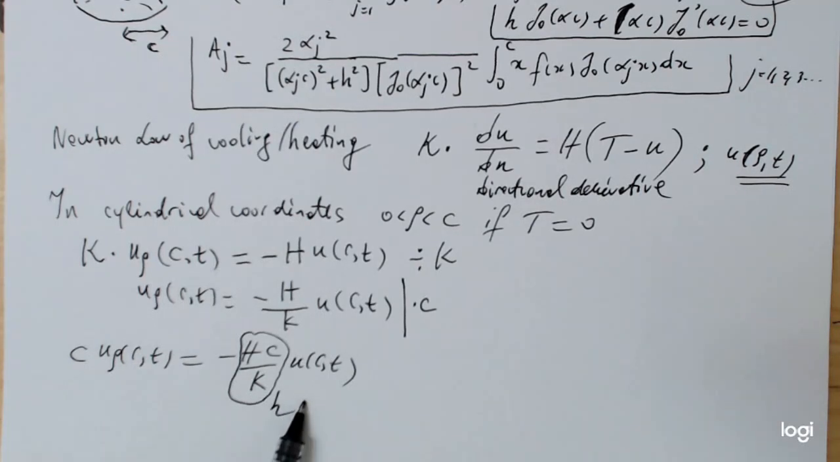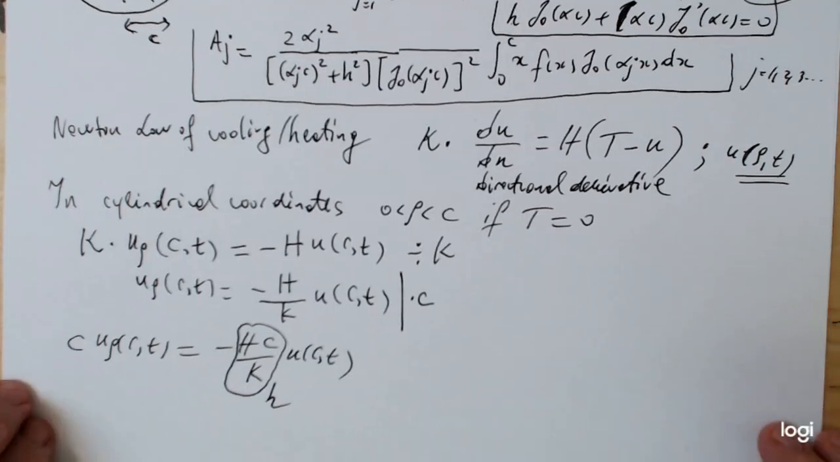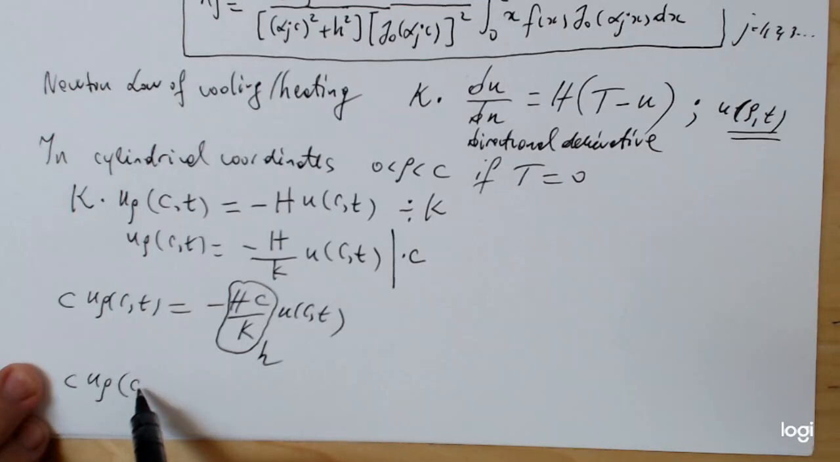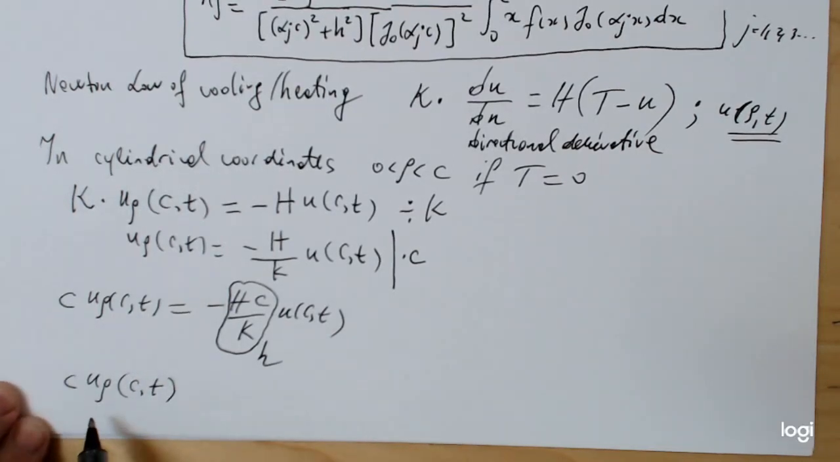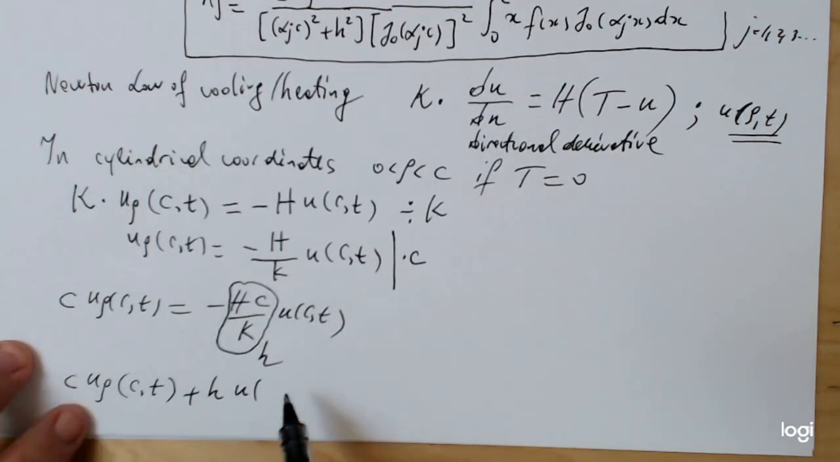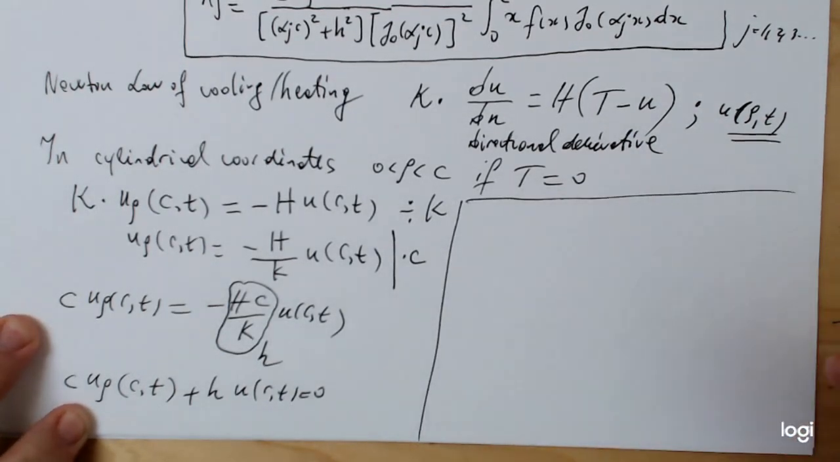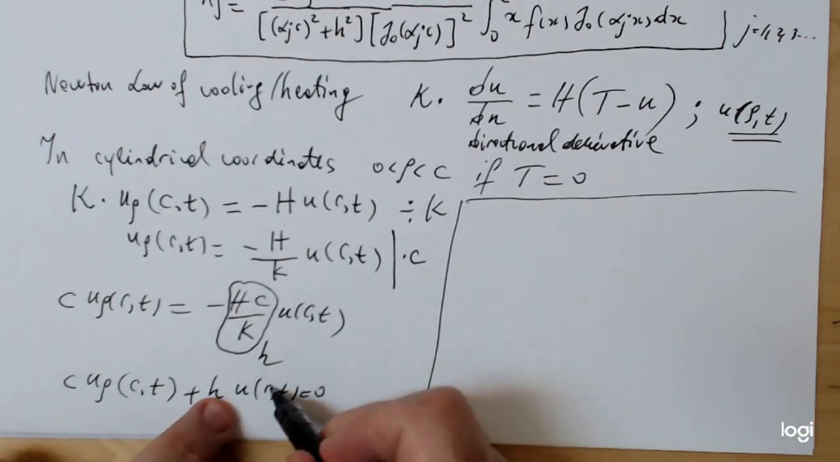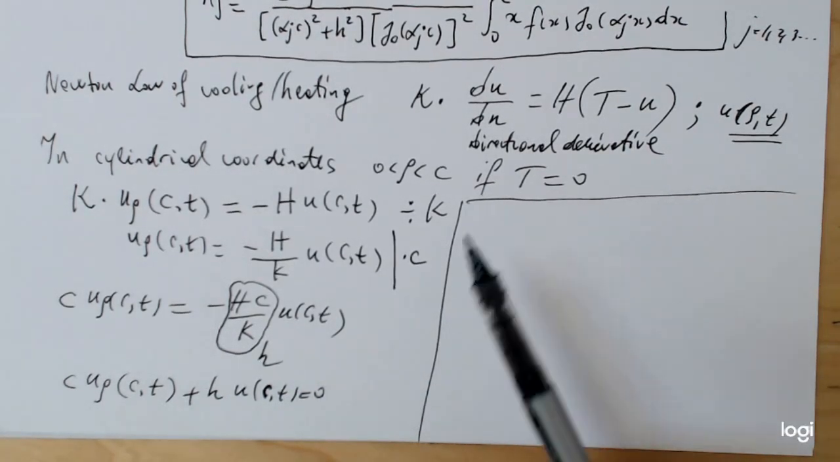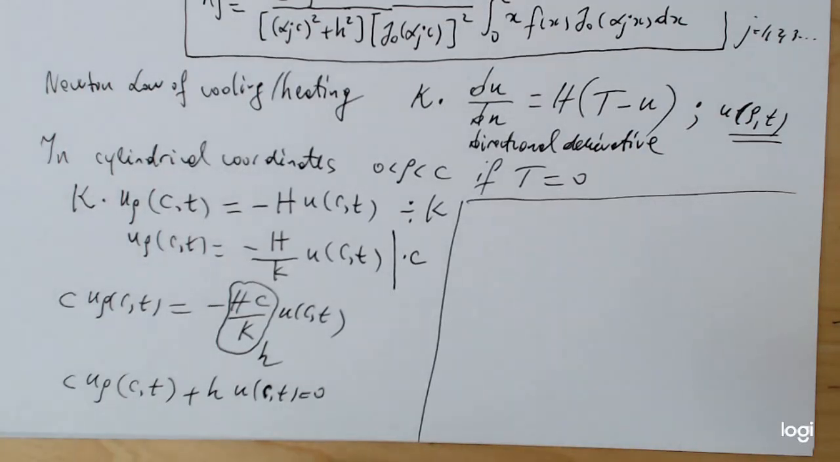But you treat it as a known constant. And then if we move all the terms to the left side, the boundary condition coming from Newton's law of cooling is going to look like this: C u partial rho of C, t plus h u of C, t equals 0. Once again, this is the Newton's law of cooling assuming 0 exterior temperature, and in cylindrical coordinates, assuming further that the heat flows just in the direction of the radius, which is the reason you have u partial rho here.